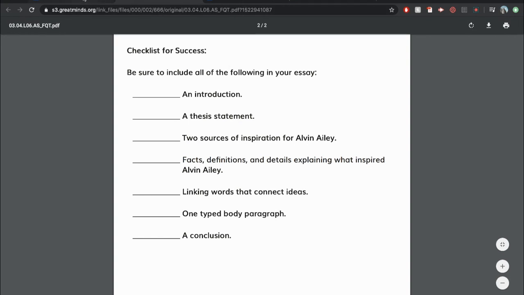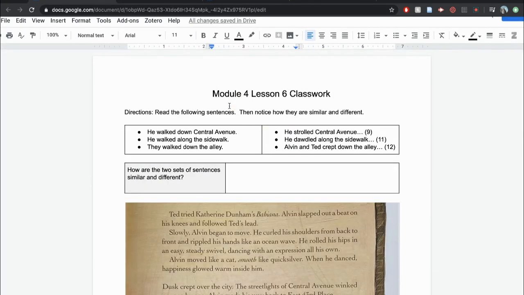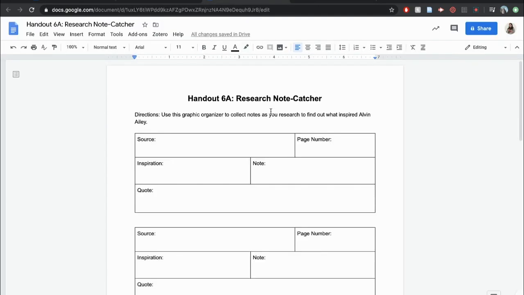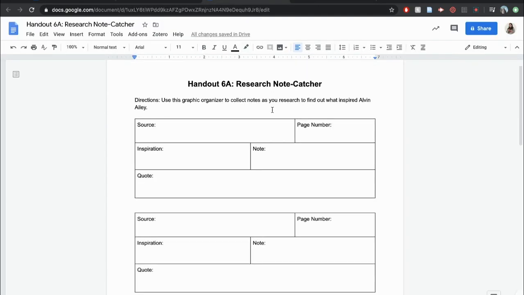Okay, so I just want to emphasize again that your classwork for today is this document as well as this research note catcher. Going through this, you're going to use this to collect some notes. So here in the first box, it says source. This is where you are going to write either the book or the video, the interview that you use. You're going to write that down here.